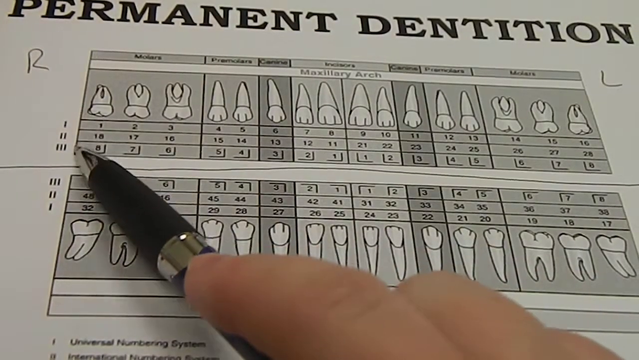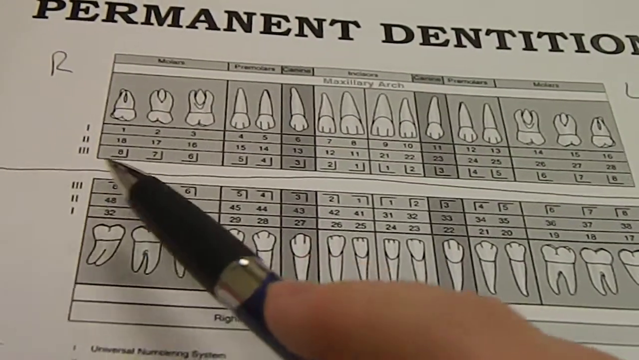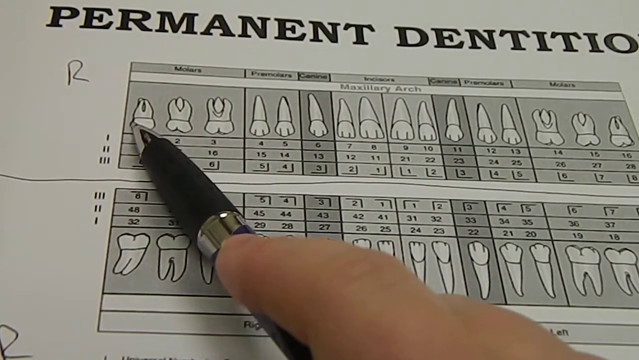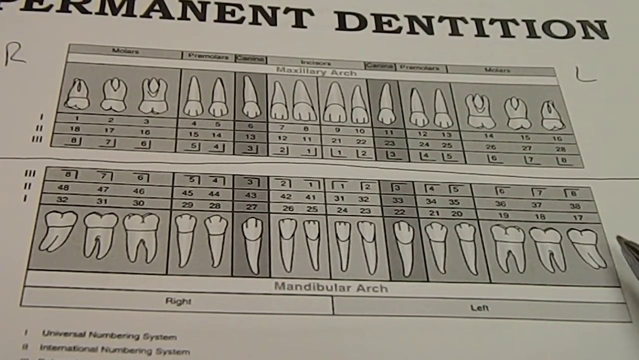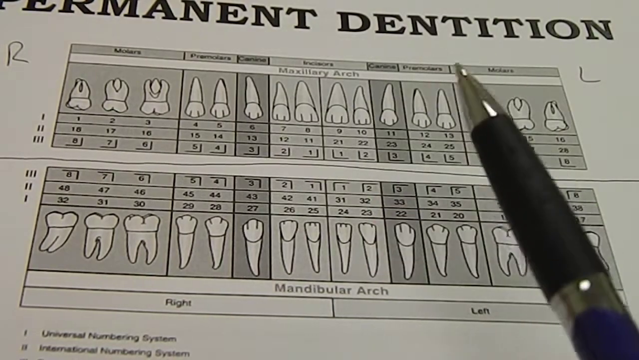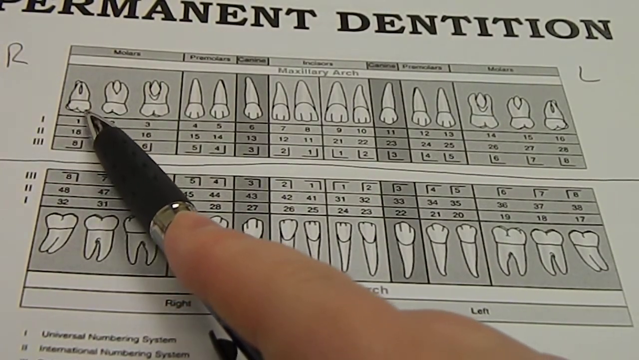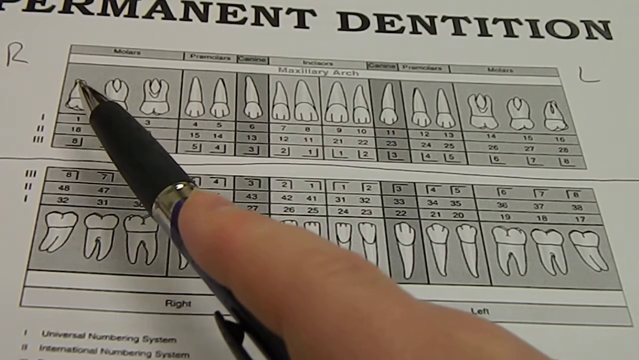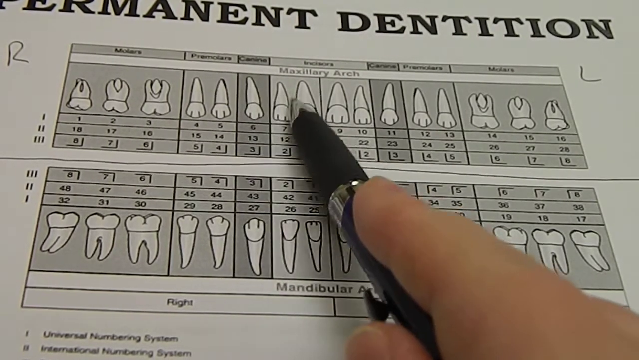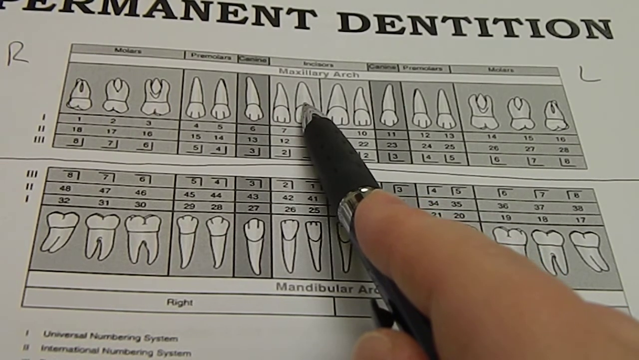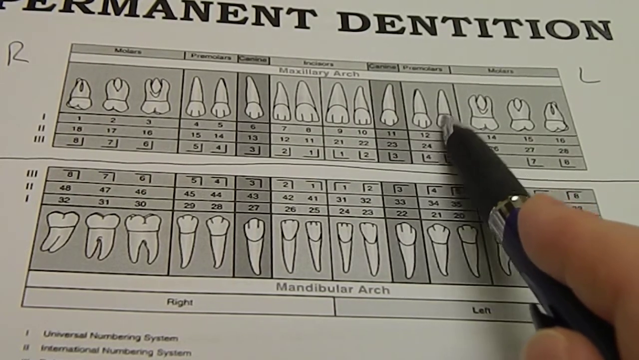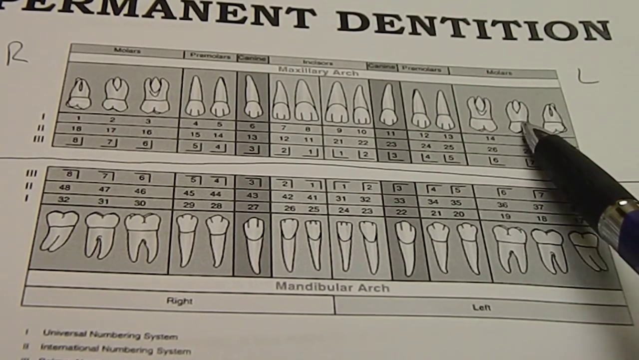All right, so we're always going to start from the right to the left. Here we have the upper arch and the lower arch. We always start on the right hand side with 1 to 16, then 17 to 32. So we go clockwise in counting. Tooth number 1 would be our third molar. I know that doesn't make sense. So it's third molar, second molar, first molar, second premolar, first premolar, canine, lateral incisor, central incisor. And then the same thing going this way: central, lateral, canine, first premolar, second premolar, first molar, second molar, third molar.